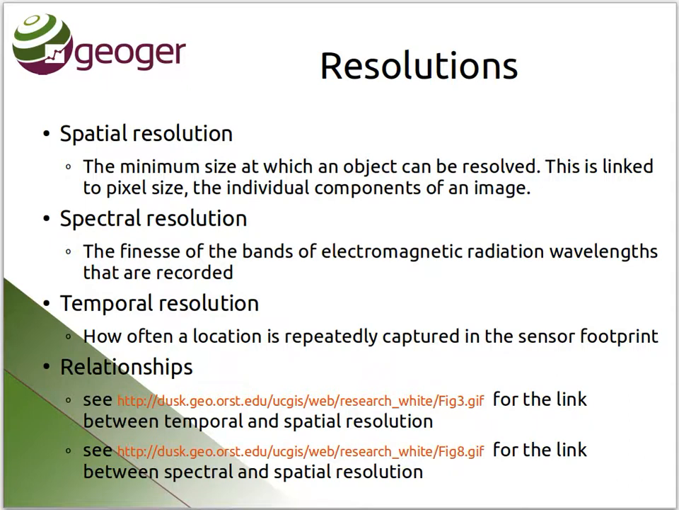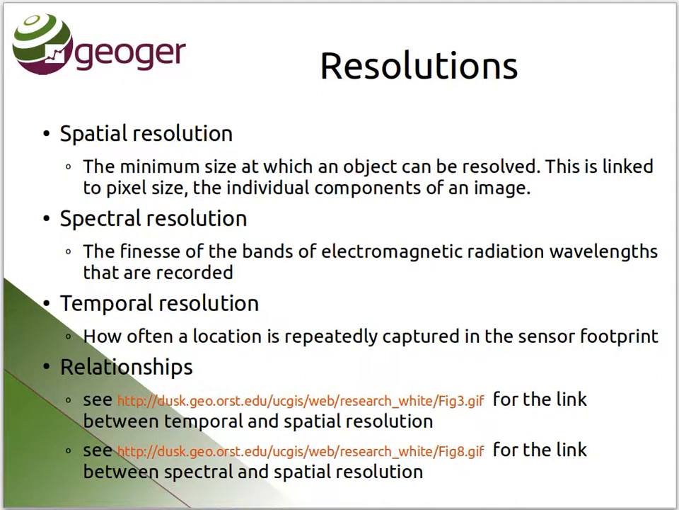One of the things you'll hear about when people are talking about remote sensing is resolution. That might be spatial resolution, the minimum size at which an object can be resolved, quite often just linked to the pixel size, i.e. the individual component of an image that you're looking at.